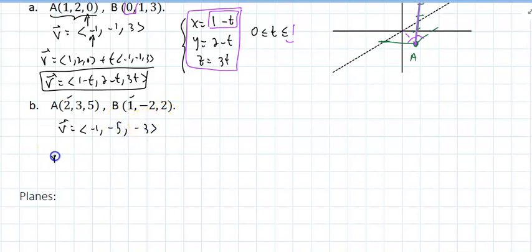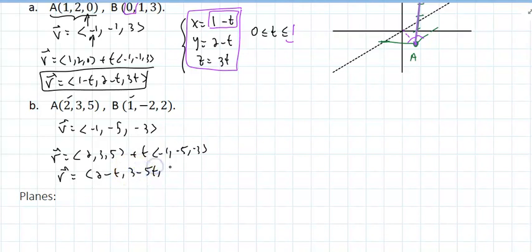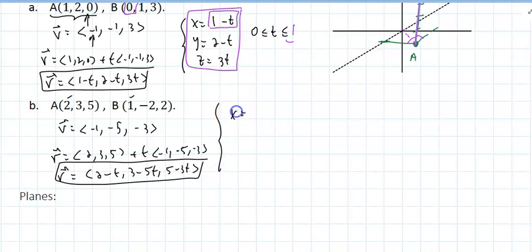And, of course, r equal the initial point plus t times negative 1, negative 5, negative 3. Of course, you don't have to do this. You could jump straight to the parametric form. And from this, you could say x equal 2 minus t, y equal 3 minus 5t, and z equal 5 minus 3t. And I need to give it direction.